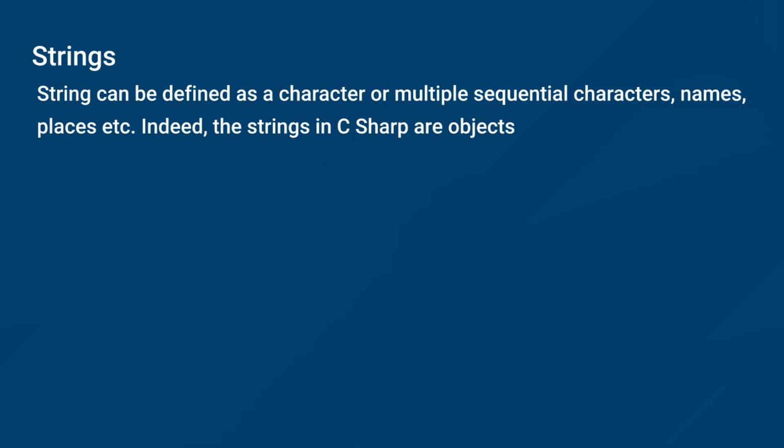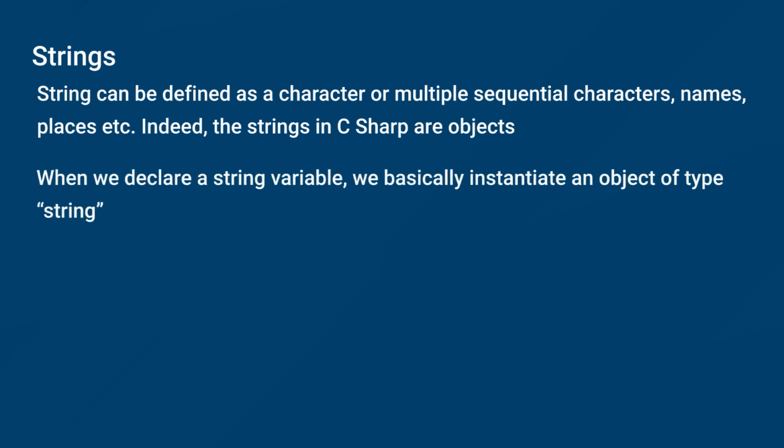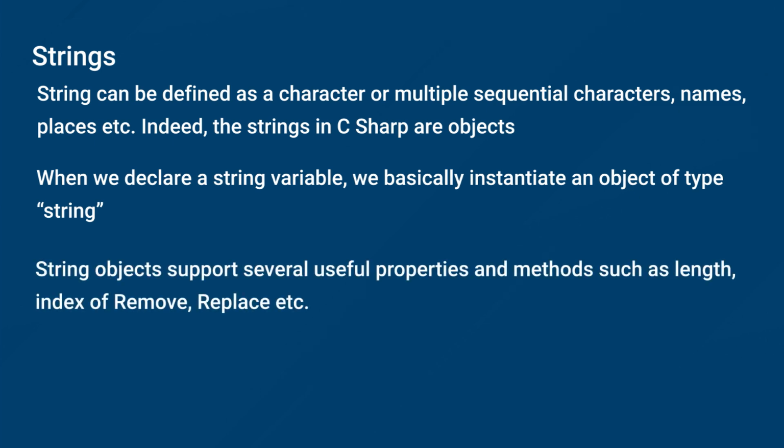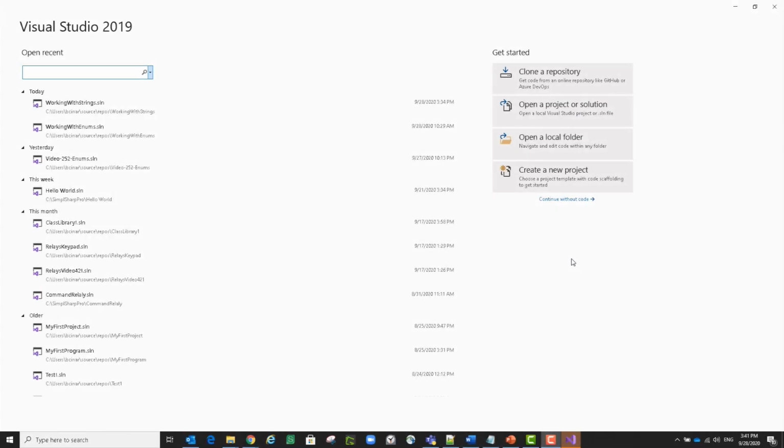Strings can be defined as a character or multiple sequential characters, names, places, etc. It is often very common to think of strings as arrays of characters. Indeed, strings in C# are objects. When we declare a string variable, we basically instantiate an object of type string. String objects support several useful properties and methods such as length, index of, remove, replace, etc. So let's get to work and start our Visual Studio 2019 Community version.